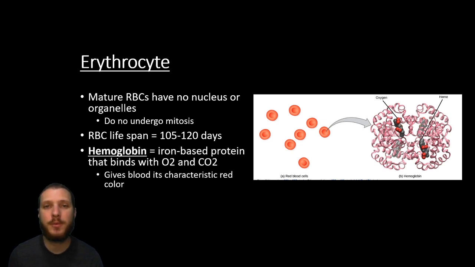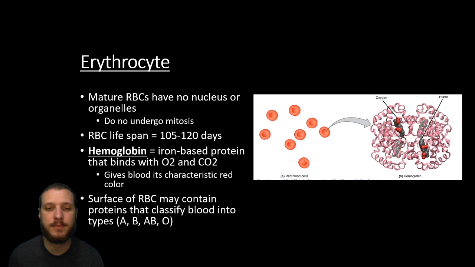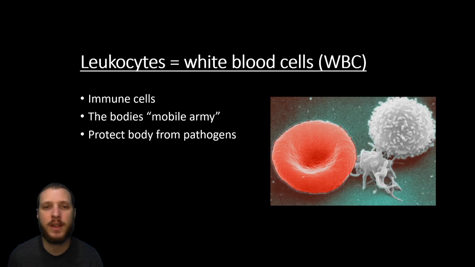And the protein that's responsible for carrying these respiratory gases is called hemoglobin. This is an iron-based protein that binds to those respiratory gases. And I'm sure we've all tasted blood at some point and it kind of tastes like a metallic taste. That's because hemoglobin is made with iron. And on these red blood cells, we're going to have surface proteins that signal to the immune system if they belong to our body or not. So we call this the ABO blood types, which we'll look at in a little bit.